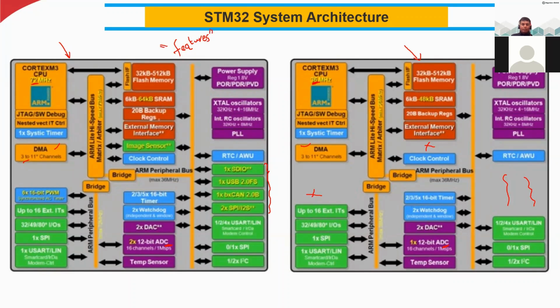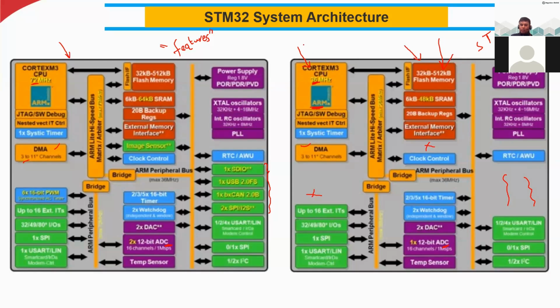So you can see some features are more in this architecture than this one. Generally, these are the architectures. And as I told you in the beginning of the lecture, this is the Cortex. This is the core from ARM. You see ARM? All other blocks are developed by the manufacturer. For example, in this case, ST Microelectronics developed these other blocks and inserted them in the same chip together with this core.